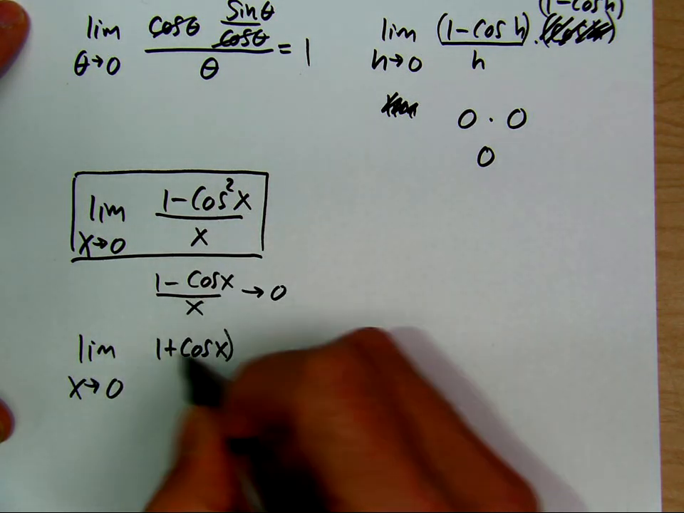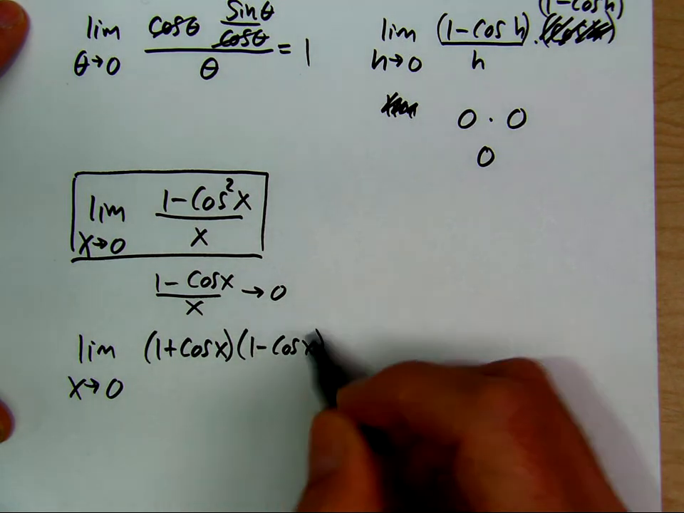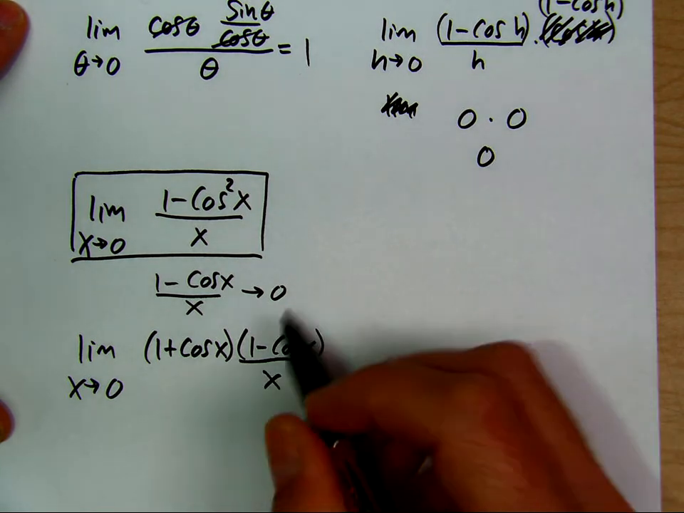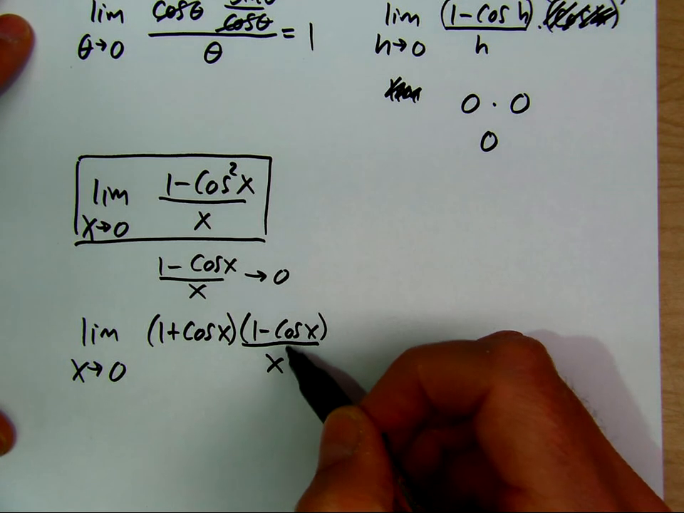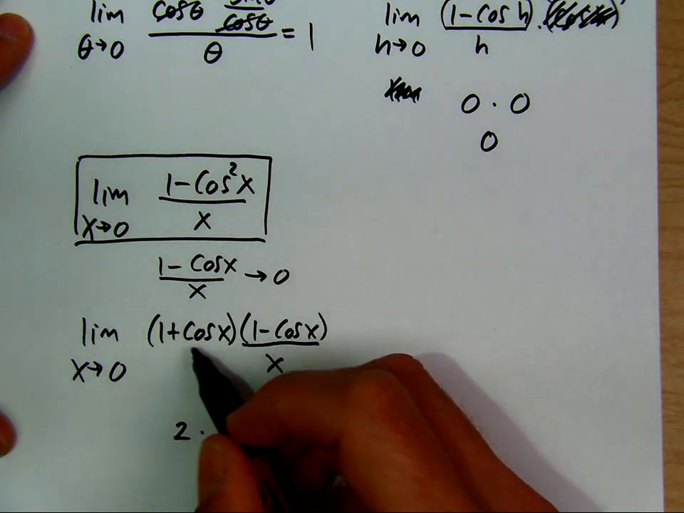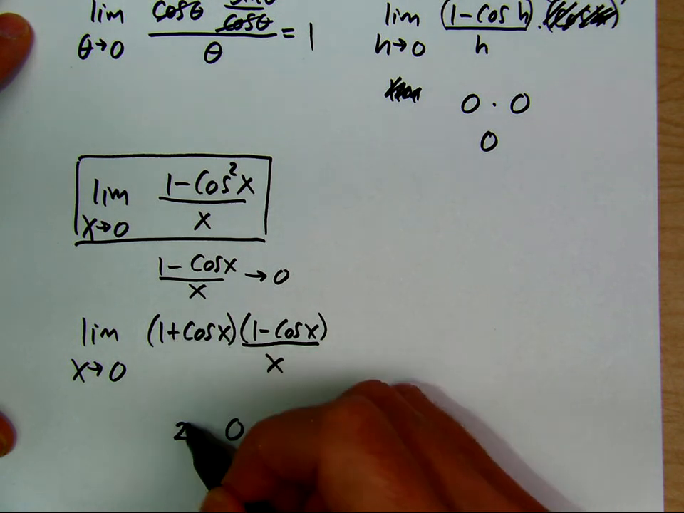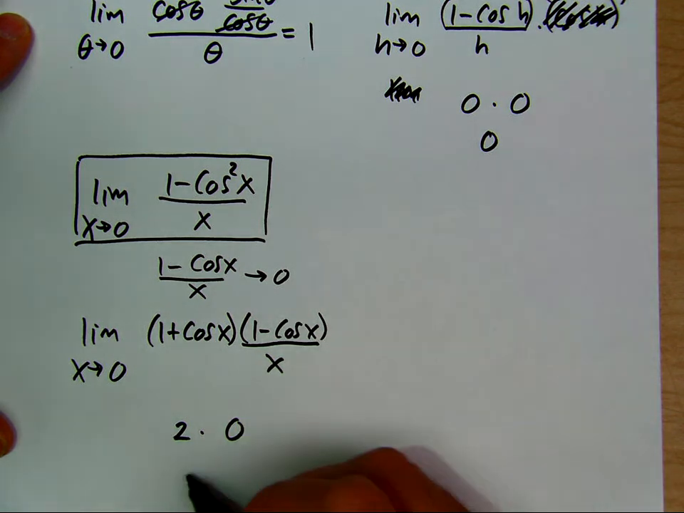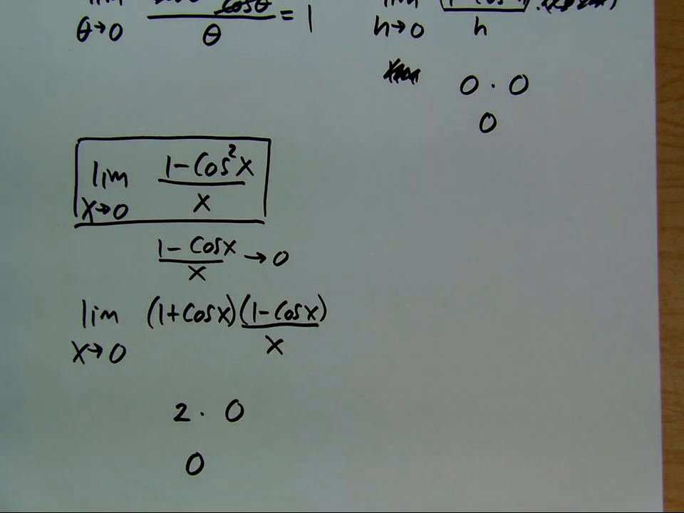1 plus cosine, 1 minus cosine. And let's start to group it like this so that we can see 1 minus cosine x over x. We know that equals 0, and this equals 2. 2 times 0. Substituting a 0 here, we get 1 plus 1 is 2. Substituting a 0 here, by the theorem, this equals 0. So the limit is 0. Okay, and we're going to stop there.